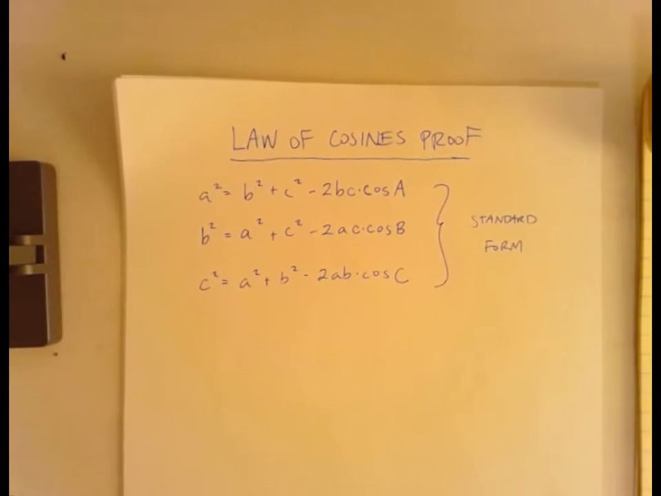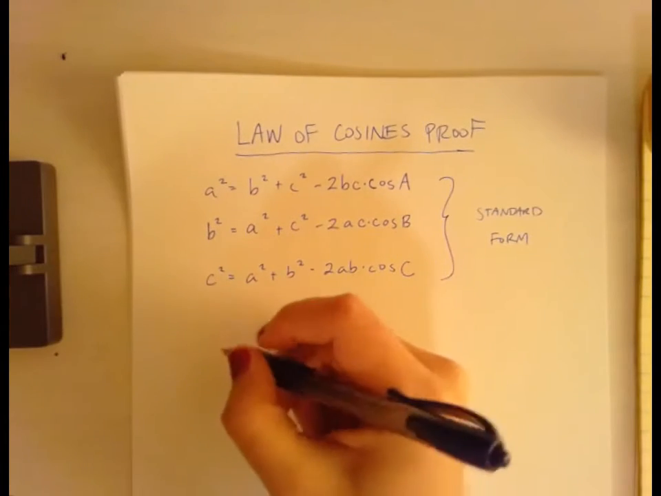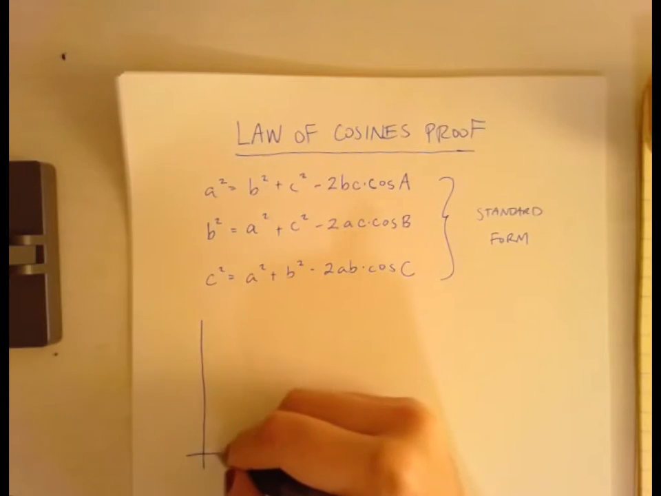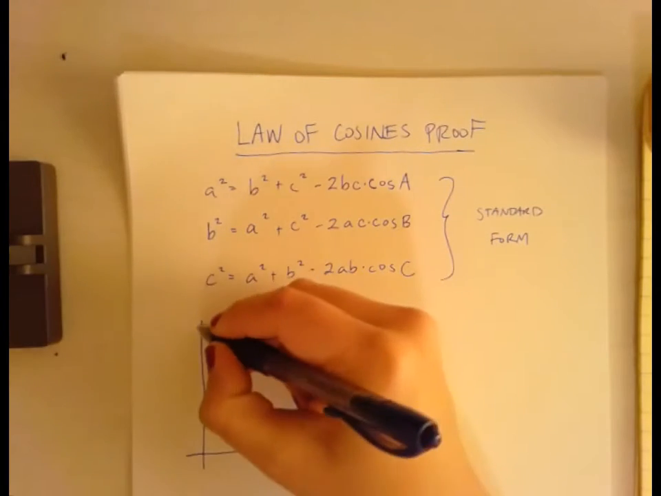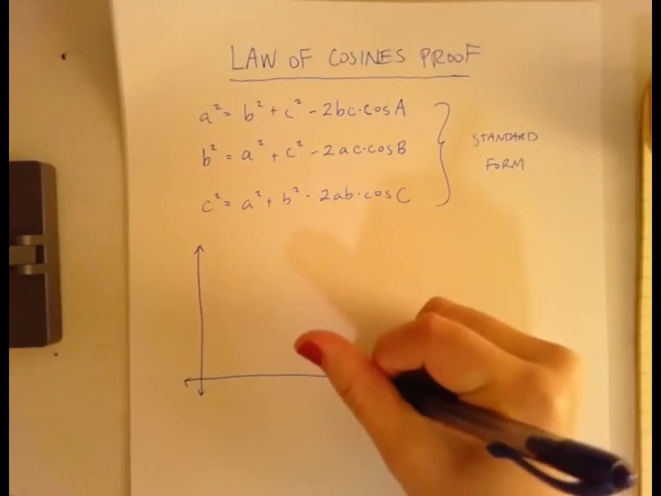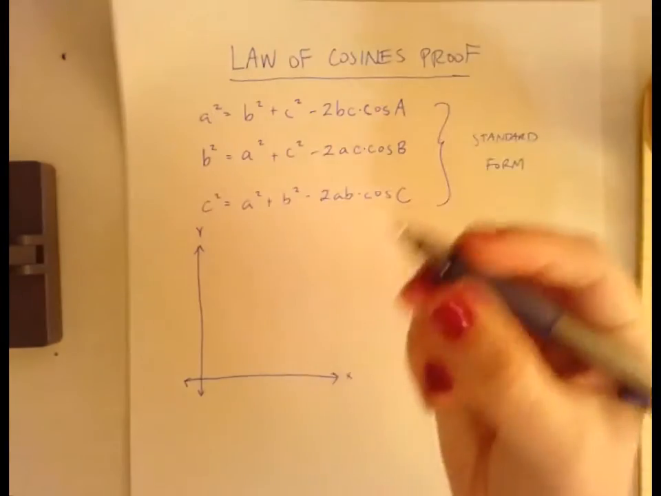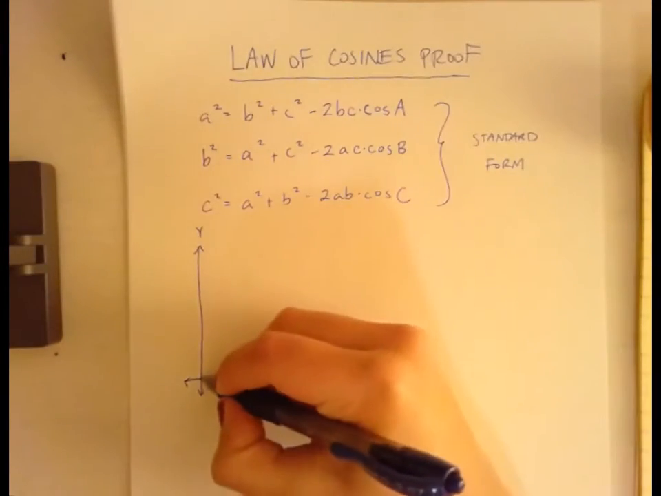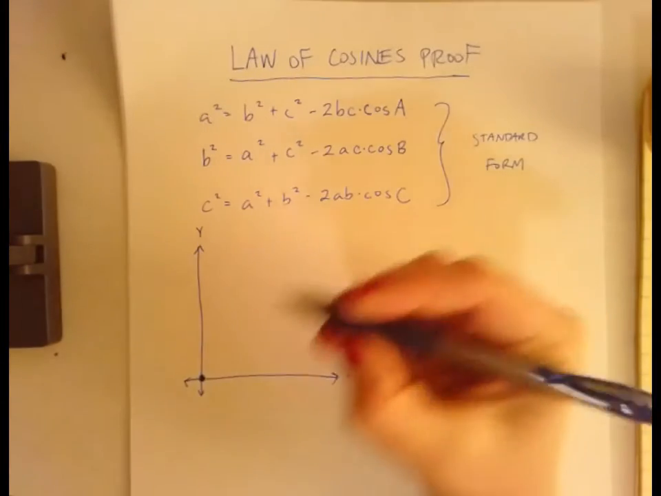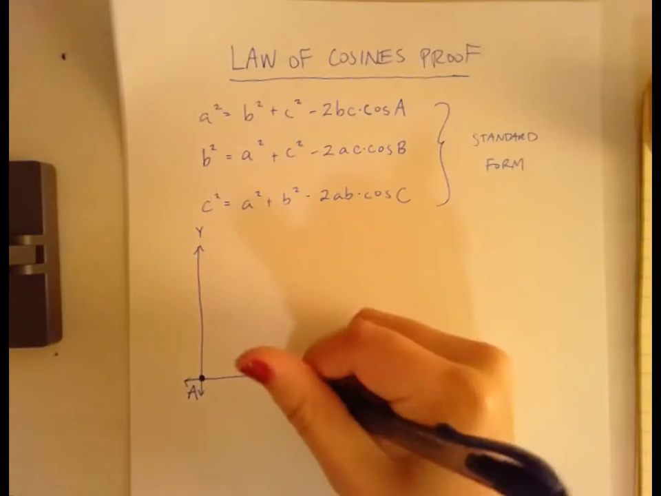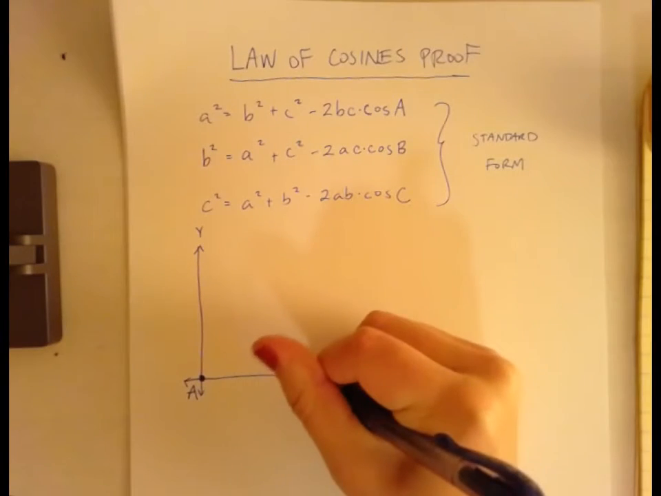So let's begin first by drawing a triangle in the coordinate plane. Set up a coordinate plane for yourself. We got our x-axis, our y-axis, of course. And here's where we're going to start to put our triangle. We're going to put our angle A here at the origin. And then over here on the right, we're going to put angle B.